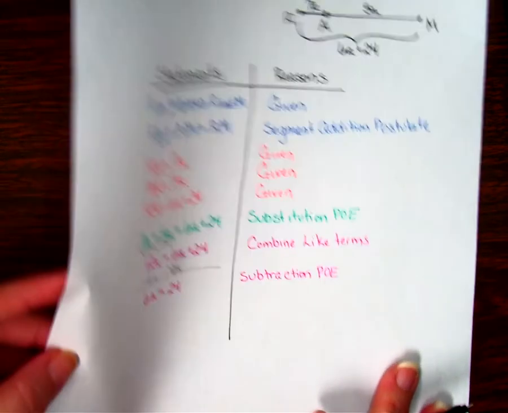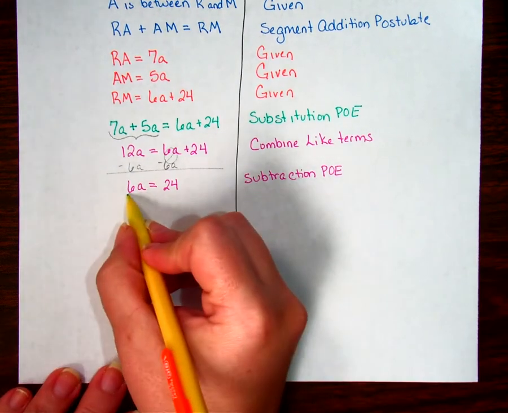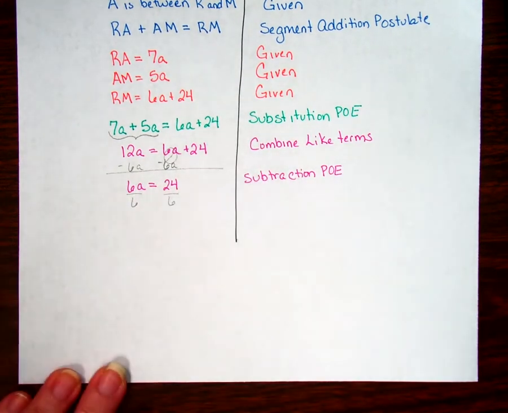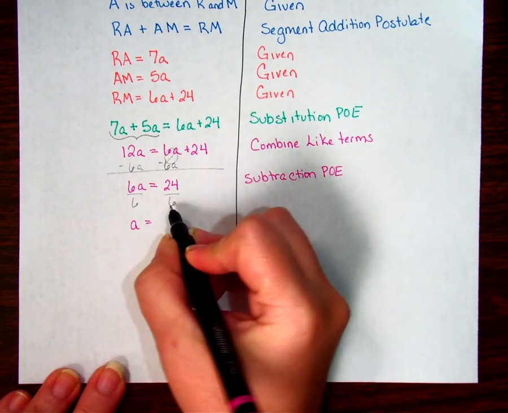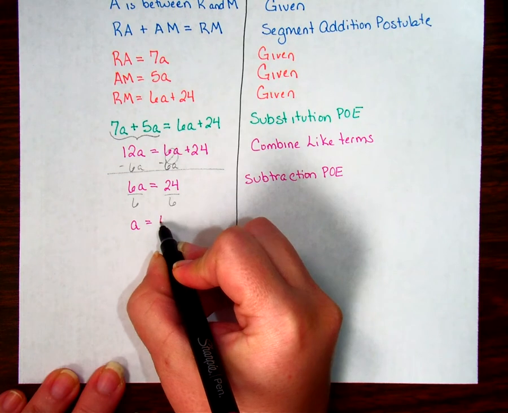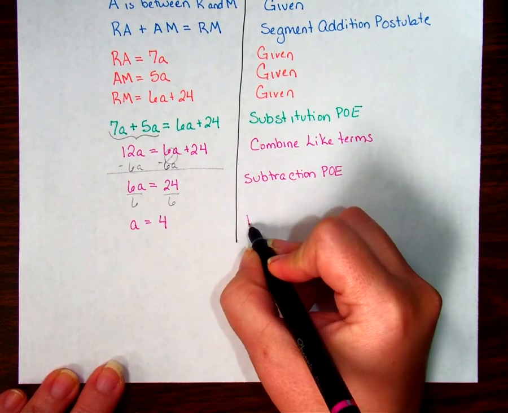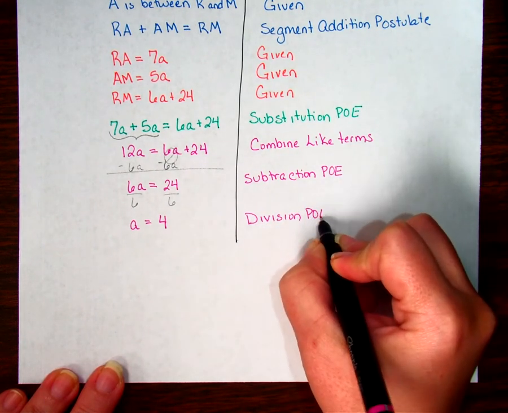All right, we're almost there. We just need to divide by 6. So I'm going to divide both sides by 6. So 6a over 6 is 1a, and 24 divided by 6 is 4. So a equals 4. We divided on both sides: division property of equality.